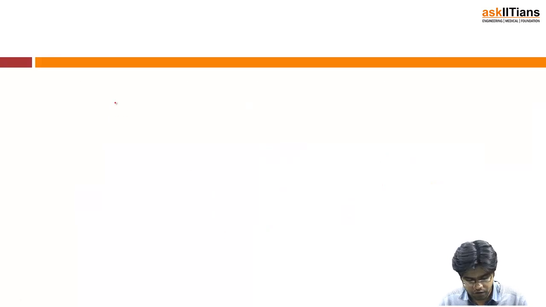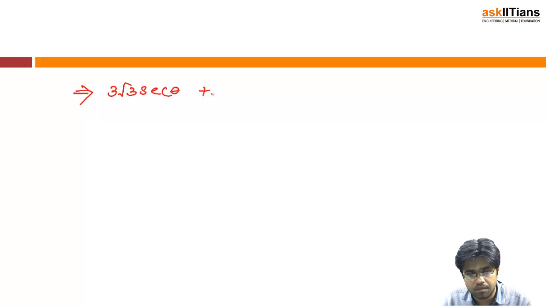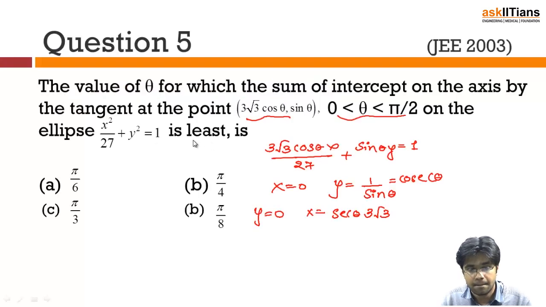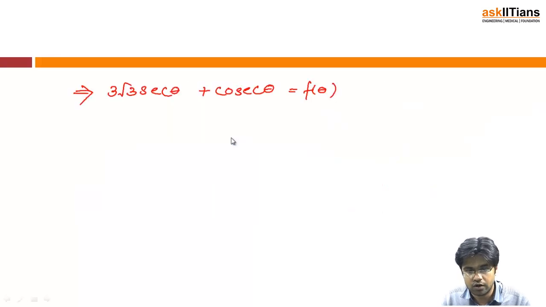If I need to find the sum of the intercepts, the sum will be 3 root 3 sec theta plus cosec theta. Let it be some f of theta. We need to minimize this with respect to theta because it's least. So to minimize, I am going to straight away differentiate it.